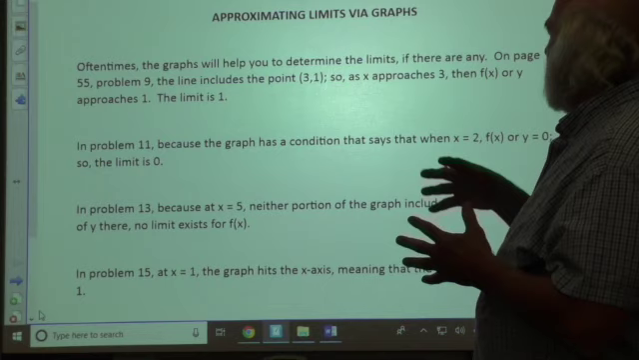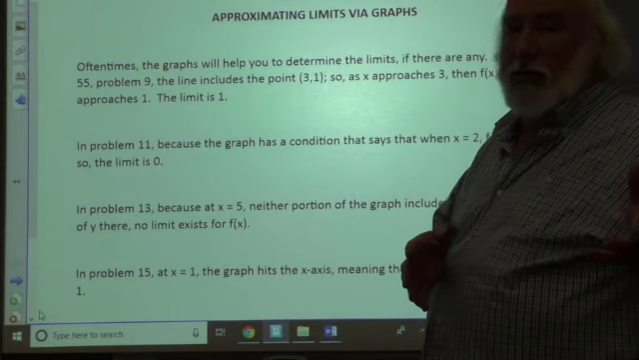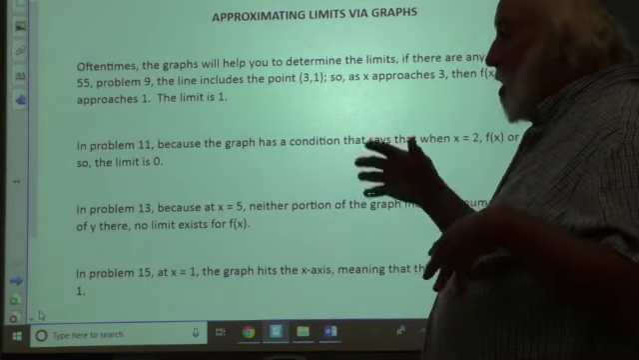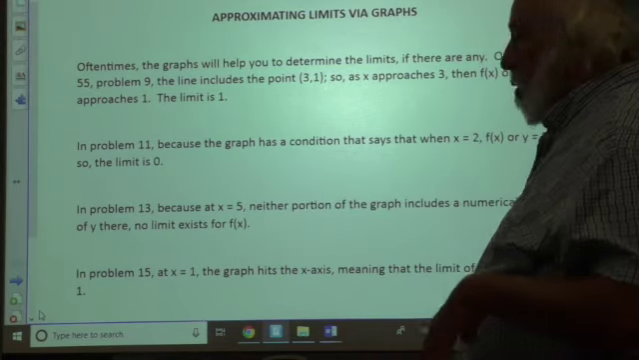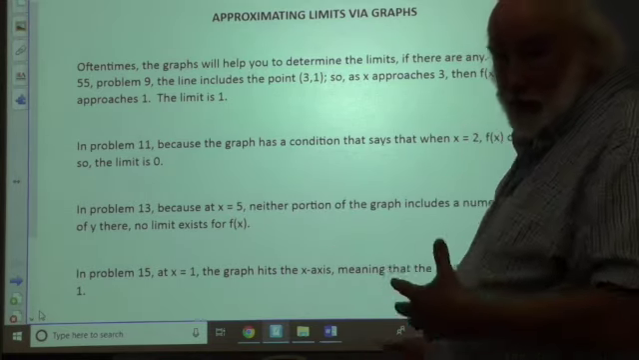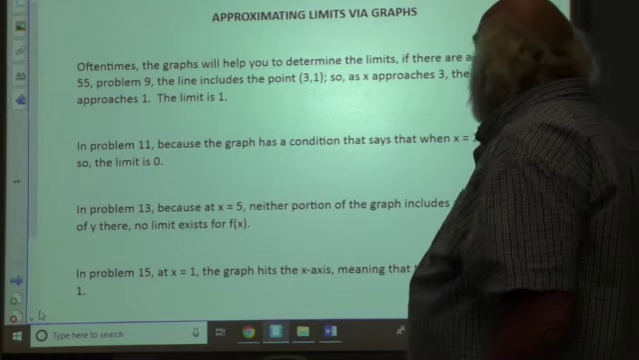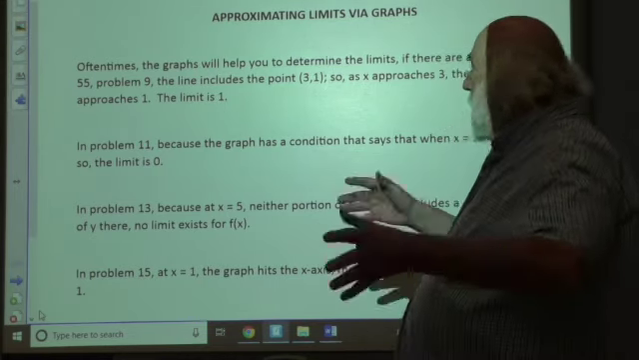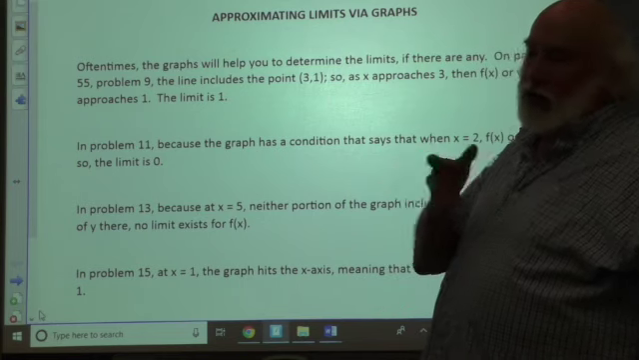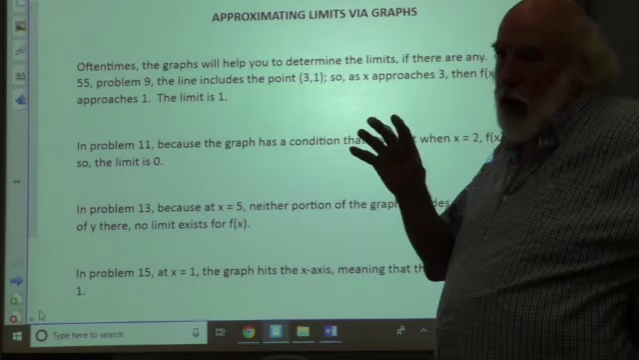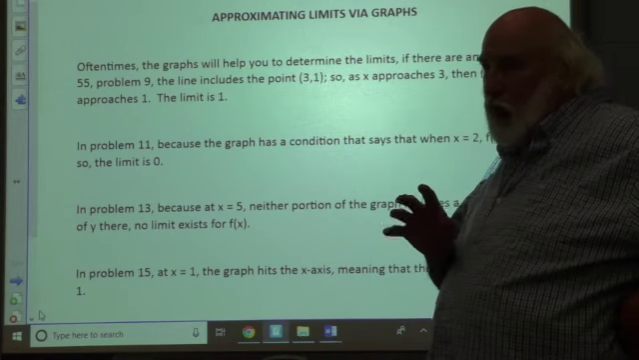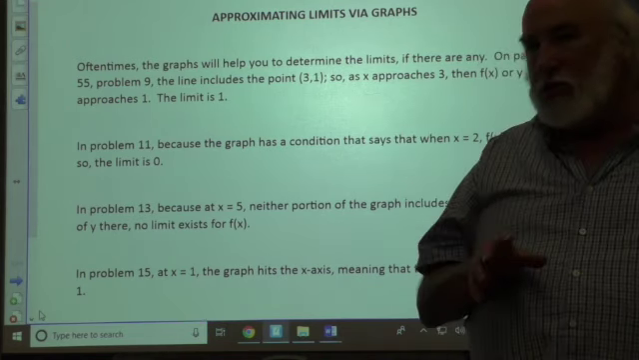We're going to be approximating limits using just looking at graphs. We're not even going to graph these things. You're going to get problems in which you take a look at graphs and figure out what the limits are based upon what you see. A lot of times all you have to do is look at the graph. When I say look at the graphs, we're assuming that you're going to be able to figure out what the graphing calculator is telling you.